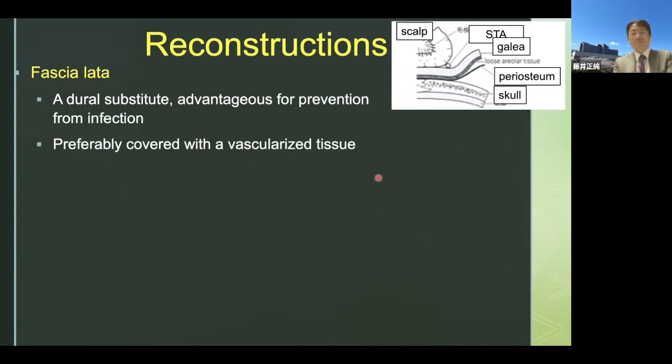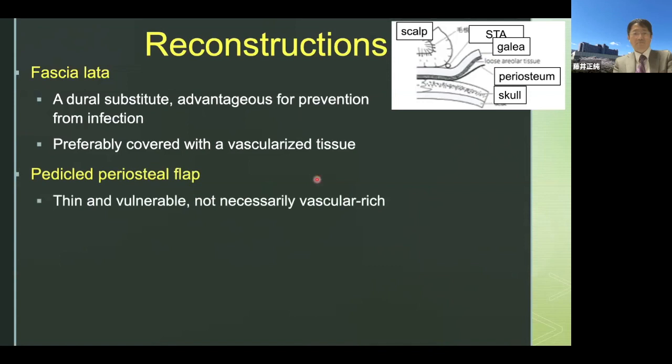And next, we sometimes use a pedicled periosteal flap, and the periosteum lies just underneath the galea and just on the skull. This is the periosteum. However, this periosteal flap is very useful and convenient, but it's thin and vulnerable, and it's not necessarily vascular rich. So you have to be cautious about this.